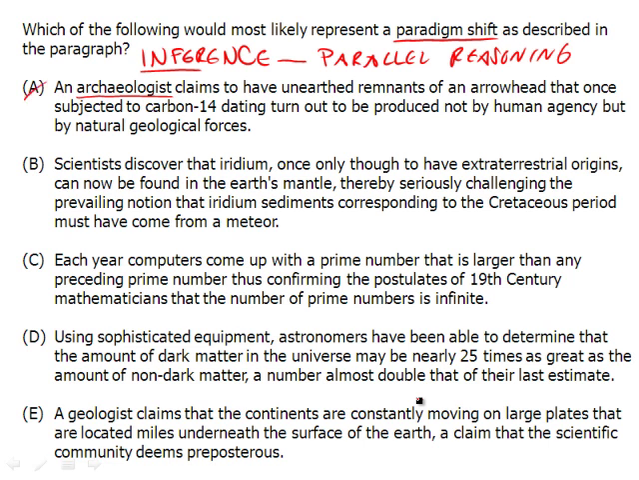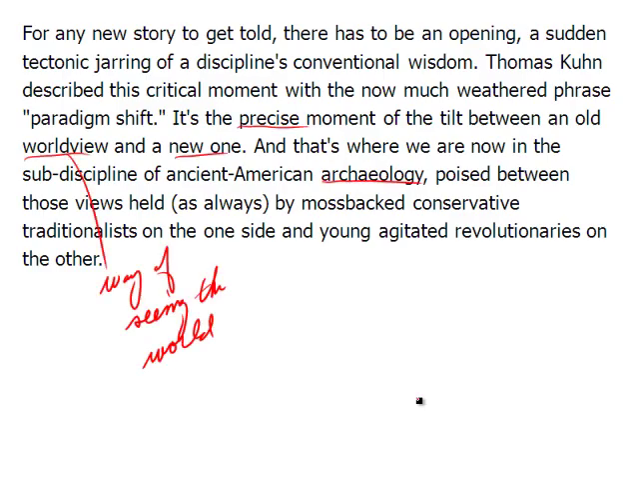B, scientists discover that iridium, once only thought to have extraterrestrial origins, can now be found in the Earth's mantle, thereby seriously challenging the prevailing notion that iridium sediments corresponding to the Cretaceous period must have come from a meteor. So we know in a paradigm shift, we have two ways of thinking, the old way and the new way, as we learned from the passage. And the new way says, we learned something new, therefore we're going to interpret the past differently. There's going to be a new story. And again, you can always go back to the passage just to see some of these keywords. A new story is getting told.